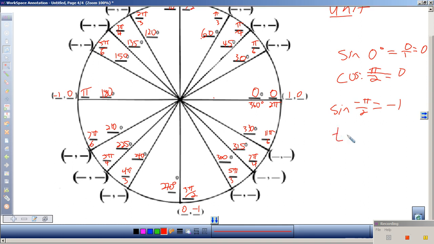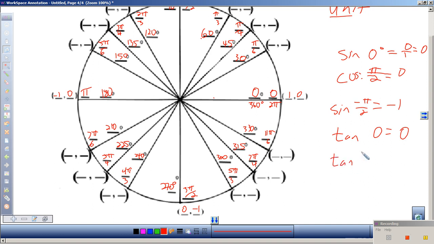So what about the tangent of, say, 0? What is the y of 0? And the x is? The 0 divided by 1 is 0. Your tangent is y over x. 0.